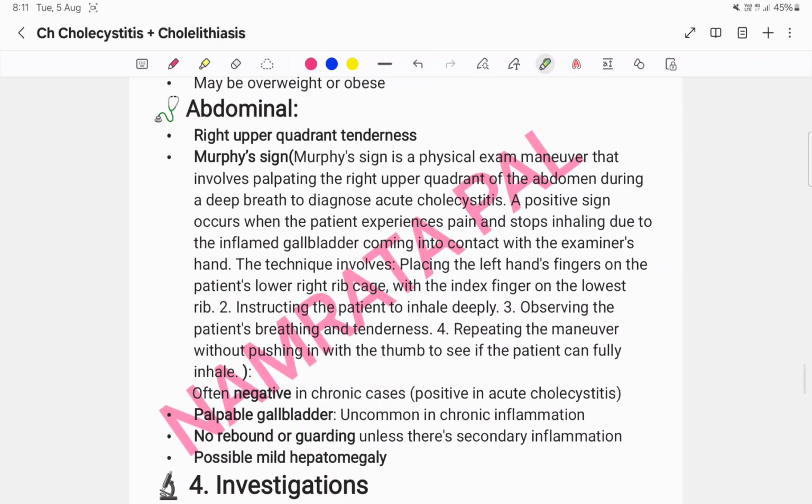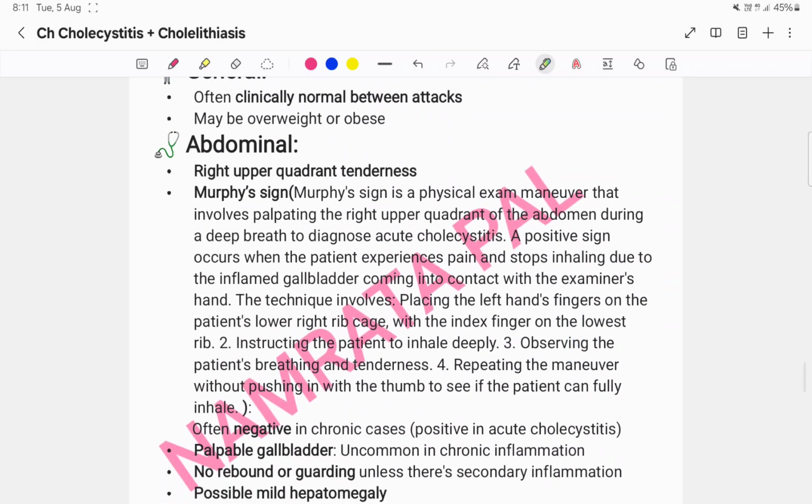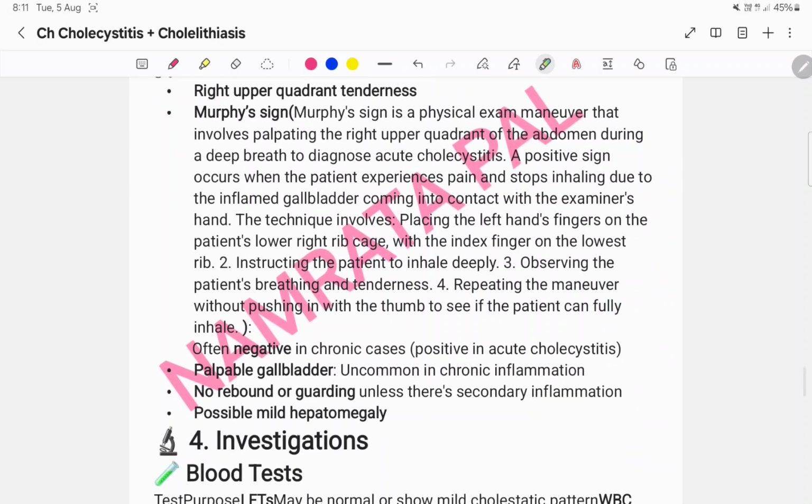Next we have to check for Murphy's sign if we suspect any pathology of the gallbladder. What is Murphy's sign? In Murphy's sign, the patient is asked to inspire, then we make a deep palpation, and then observe the patient's breathing. If the patient stops breathing and holds their breath, then it indicates acute tenderness is present. This is known as Murphy's sign positive.